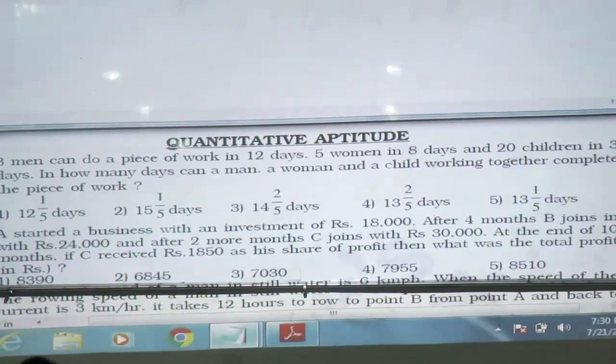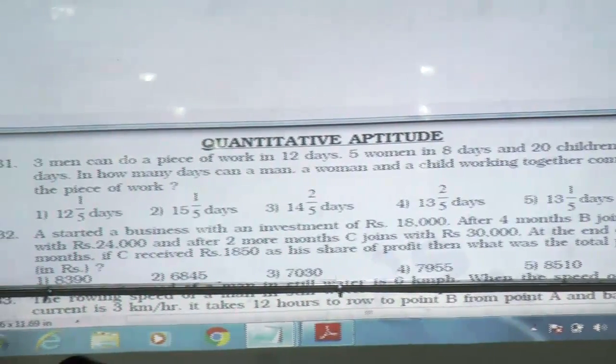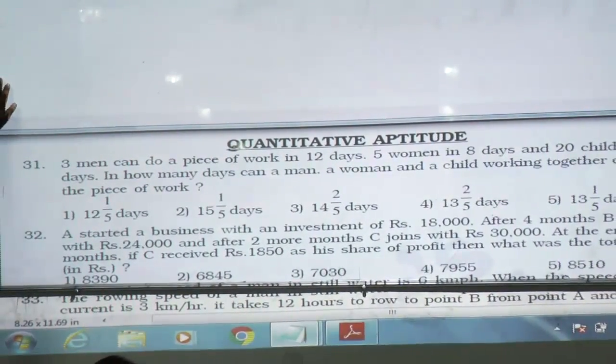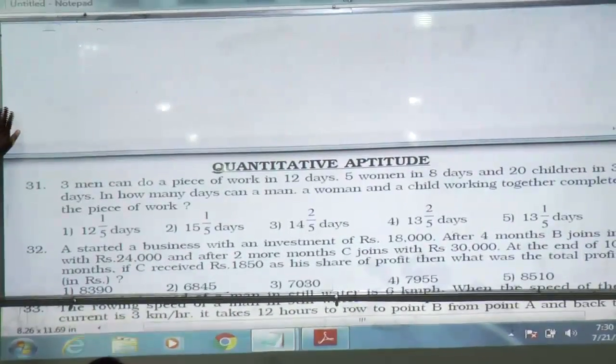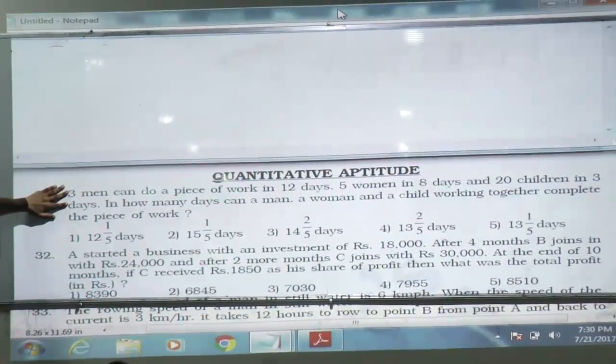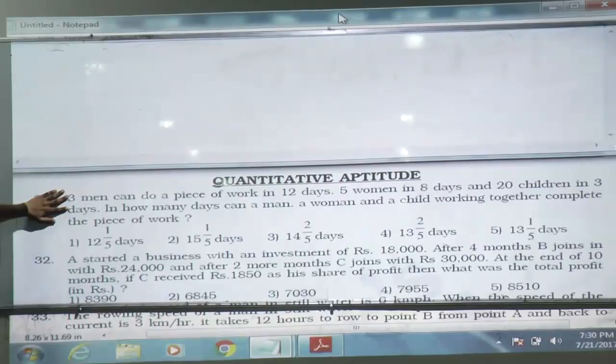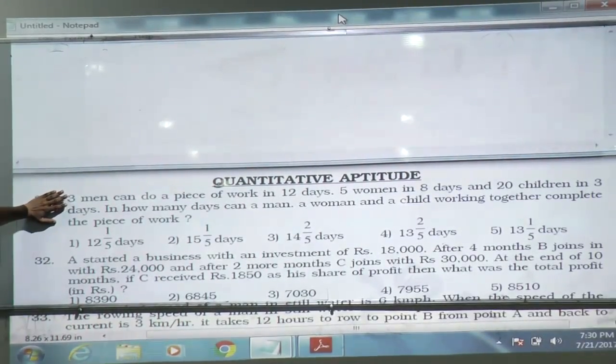Test number 45. 3 men can do a piece of work in 12 days. 5 women can do it in 8 days. 20 children can do it in 3 days. In how many days can 1 man, 1 woman, 1 child together complete the piece of work?